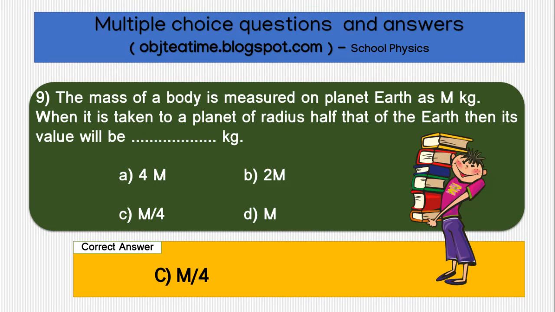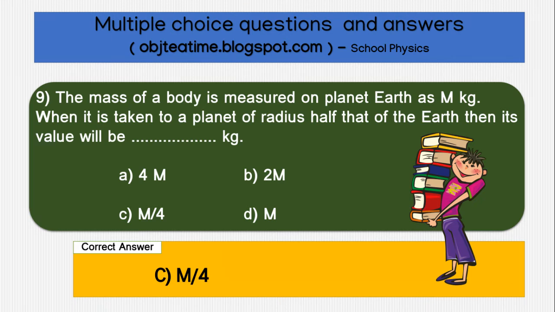Question number 9. The mass of a body is measured on planet Earth as m kilogram. When it is taken to a planet of radius half that of the Earth, then its value will be dash kilogram. Option A, 4m. Option B, 2m. Option C, m divided by 4. Option D, only 1m. The correct answer is option C, m divided by 4.